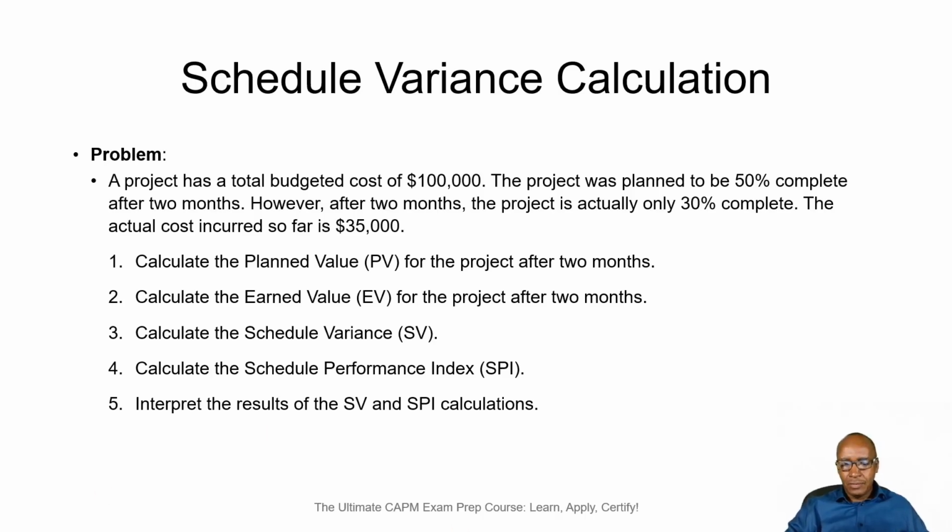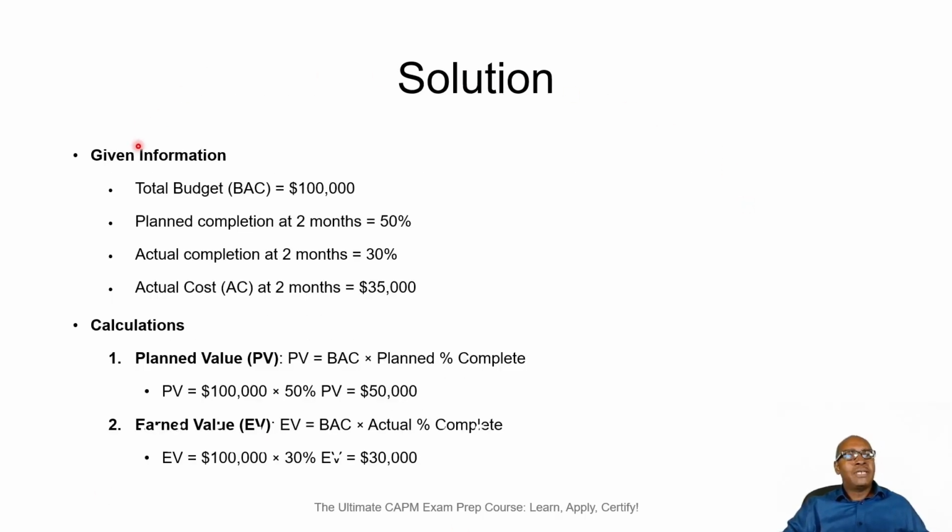So let's have a look at the solution. This is the given information that we have. The budget at completion is $100,000, and that we got from the information in the question. The planned completion at 2 months was supposed to be 50% complete.